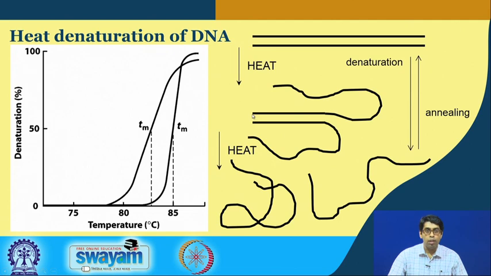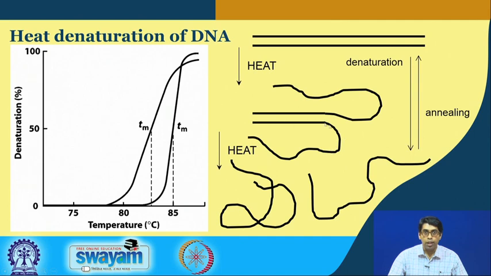The third thing that we learned was the heat denaturation of DNA. So, just like protein denaturation, we saw that DNA can also be denatured upon the application of heat, and if you remove the heat, so if you cool it down, it can go back to form the double stranded DNA. So, when we apply heat, the hydrogen bonds between the bases, so A pairs with T and G pairs with C, these hydrogen bonds start breaking down.